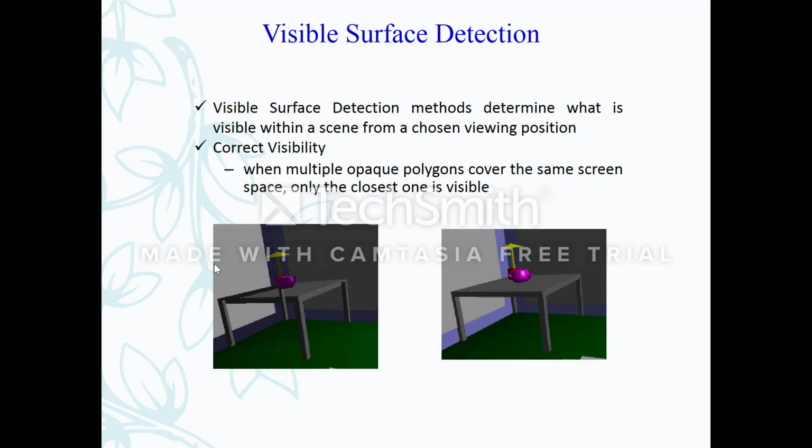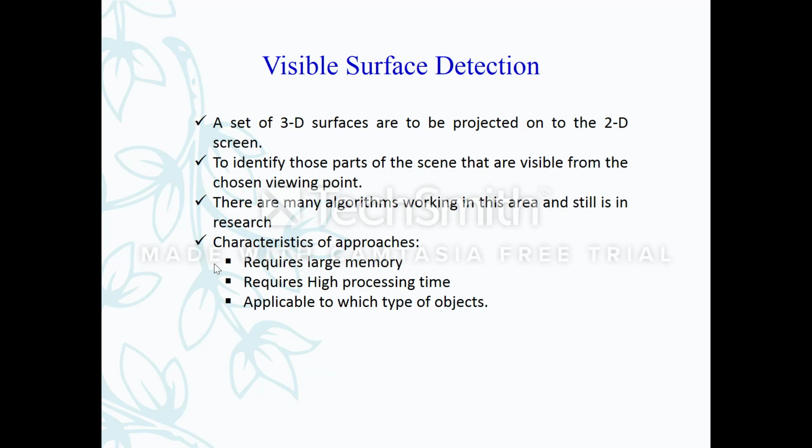So what is correct visibility? When multiple opaque polygons cover the same screen space, only the closest one is visible. That is called correct visibility. A set of 3D surfaces is to be projected onto the 2D screen. That is known as polygon rendering, as I said, to identify those parts of the scene that are visible from the chosen viewing point. Only the objects which are closer to me should be visible rather than the hidden surfaces, to get a realistic sense.